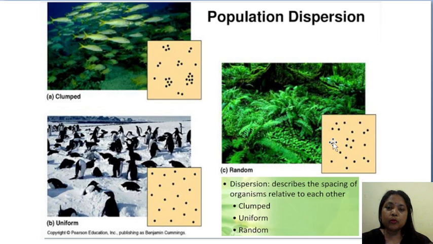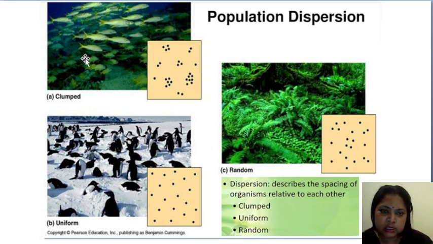Then now population dispersion, it is another factor. So population dispersion means what? Dispersion describes the spacing of organisms relative to each other. Okay, means how in a particular place the species are distributed, or what pattern of space they follow in distribution. So dispersion is of three types: clumped, uniform, and random.